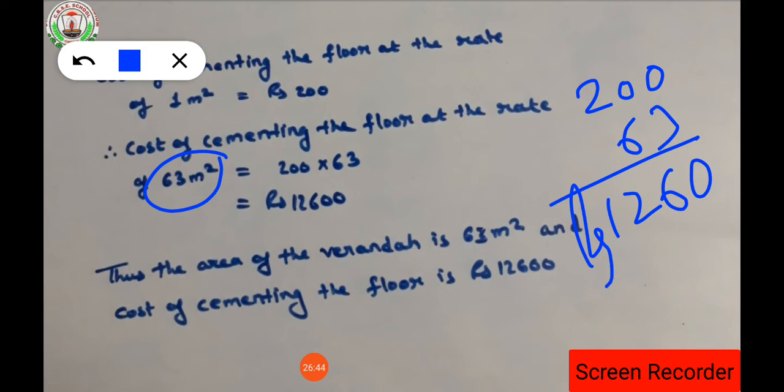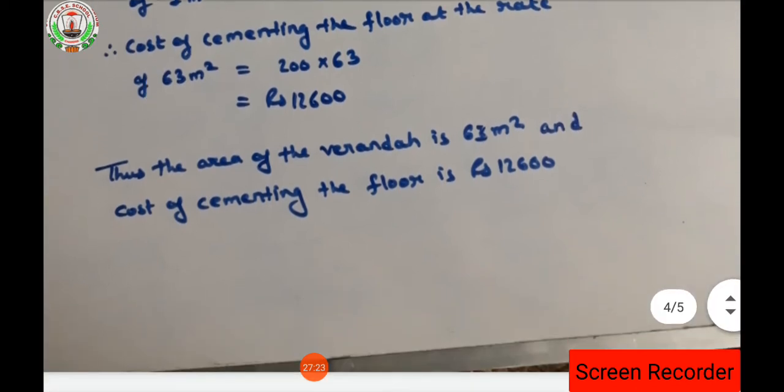Thus the area of the veranda is 63 meter square and the cost of cementing the floor of the veranda will be not 1000, it will be 12,600. I said 1200, isn't it? It is not 1200, it is 12,600 is the cost. That is the cost of cementing the floor at the rate of 200 per meter square for 63 meter square. That will be 12,600 rupees, the required cost.